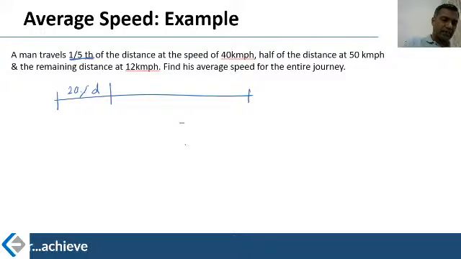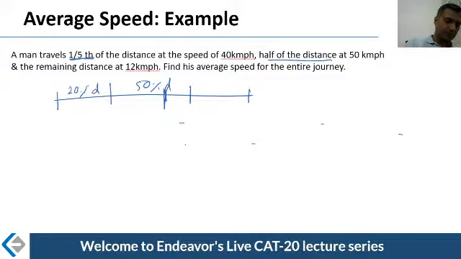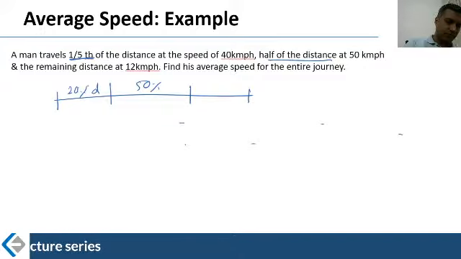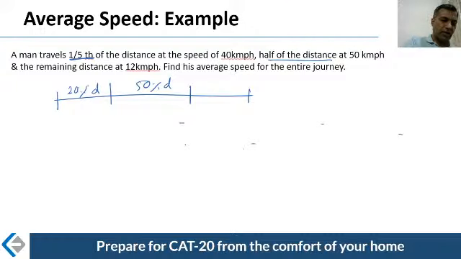Good. Then he said that next is half of the distance. What is half? 50%. This is half of the total distance, 50% of D. What about the third point? The third point is the remaining distance. He used the word remaining. What is remaining therefore? The remaining is 30% of the distance. Is that fine? Yeah, that is fine.